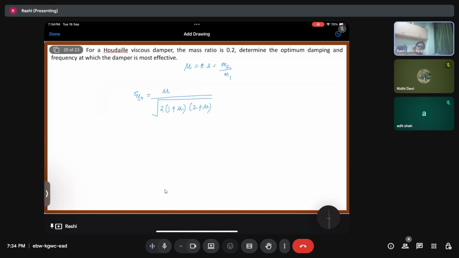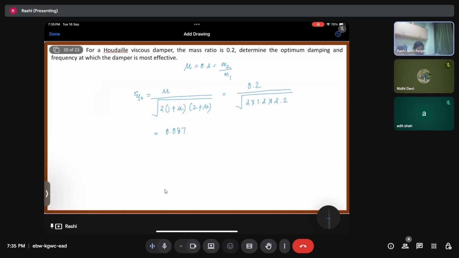Mu by 2 into 1 plus mu into 2 plus mu. So if we put the value of mu over here, we are going to have 0.2 divided by under root of 2 into 1.2 into 2.2. This after calculation is going to give a value of 0.087.